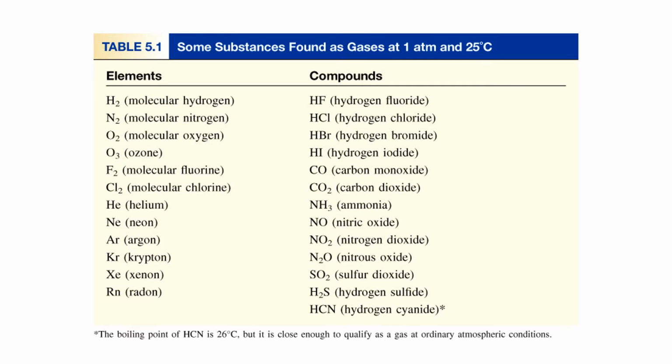This is a table of some gases or substances found as gases, also at 1 atmosphere, 25 degrees Celsius. Of course, the molecular elements are shown here, ozone, but also some substances. We're quite familiar with the fact that carbon dioxide and carbon monoxide are gases at 25 degrees Celsius, but there are some others here as well.